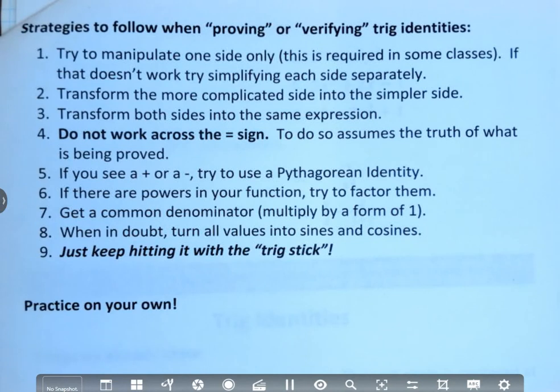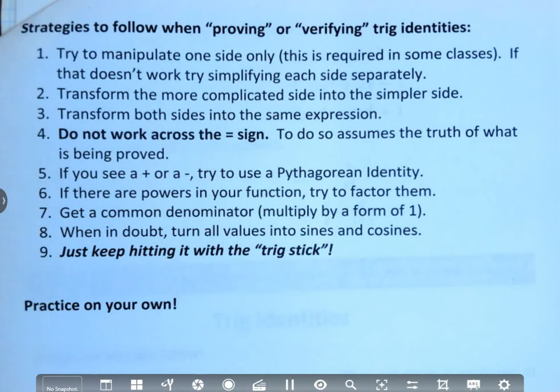If you see addition or subtraction, like those signs someplace, that usually means you're probably going to be dealing with an identity. Or if not an identity, you're probably going to be factoring. If there are powers, if you see sines and something squared, try factoring them out. When in doubt, turn everything into sines and cosines.